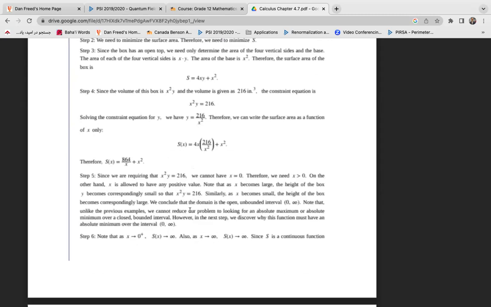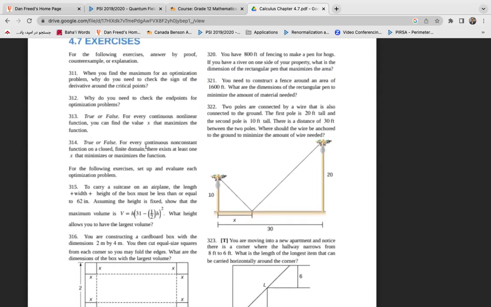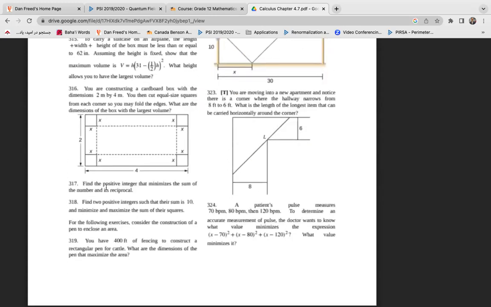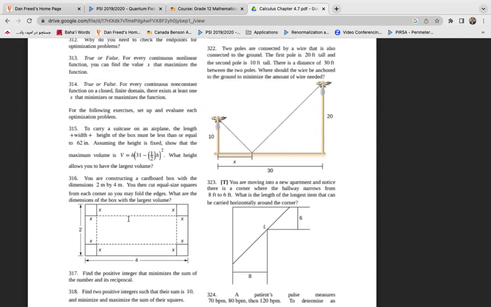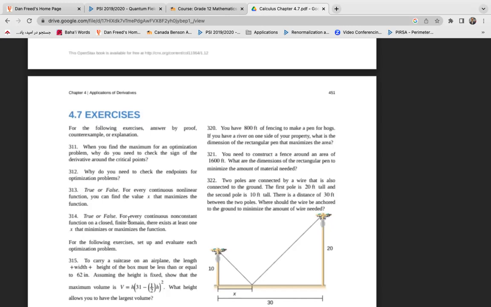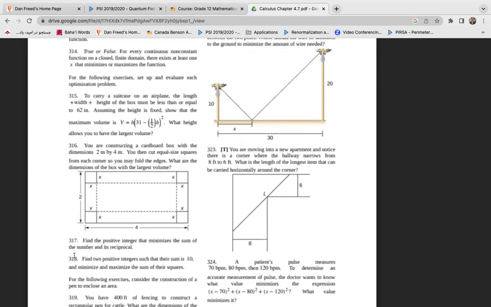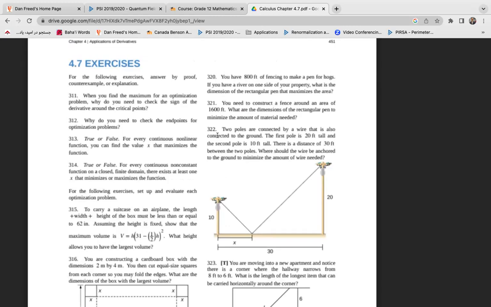After you read these two examples, go to the end of this chapter, the exercises, and do questions 315, 316, 317, so 15, 16, 17, and 21, 22. So again, 315, 16, 17, 321, and 322.